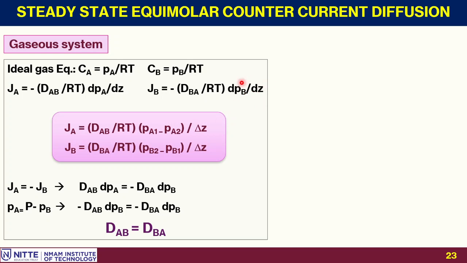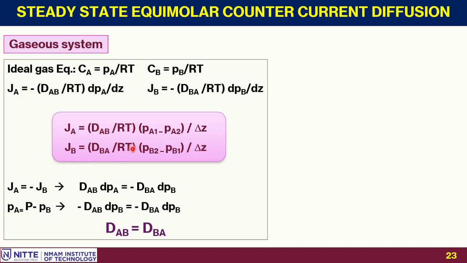This dP by dZ, or dPa by dZ, I can write in finite terms, finite values, that is delta P by delta Z. Usually when we write delta, it is final minus initial. Considering that negative sign, I'll write initial minus final, that is higher concentration minus lower concentration. Same thing for molecule B. So the differential term I have written here inside the bracket is higher value minus lower value. Since Ja and Jb, the two fluxes, are equal but opposite in sign, I'll equate these two equations.